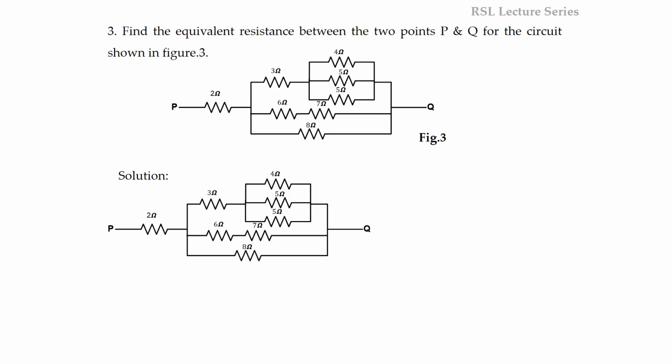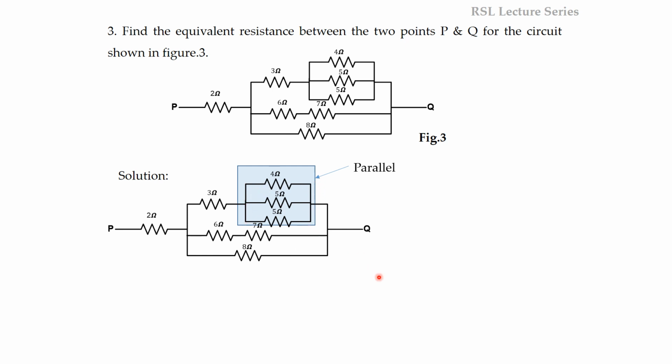So next, third question. So this is again a series parallel combination of resistors, right? So the question is, find the equivalent resistance between the 2 points P and Q for the circuit shown in figure 3. So this is the circuit. So let us consider the same circuit over here. So now we have to reduce all the resistors into its equivalent single resistance value. Now these three resistors are connected in parallel. Both the ends of all the resistors are connected together.